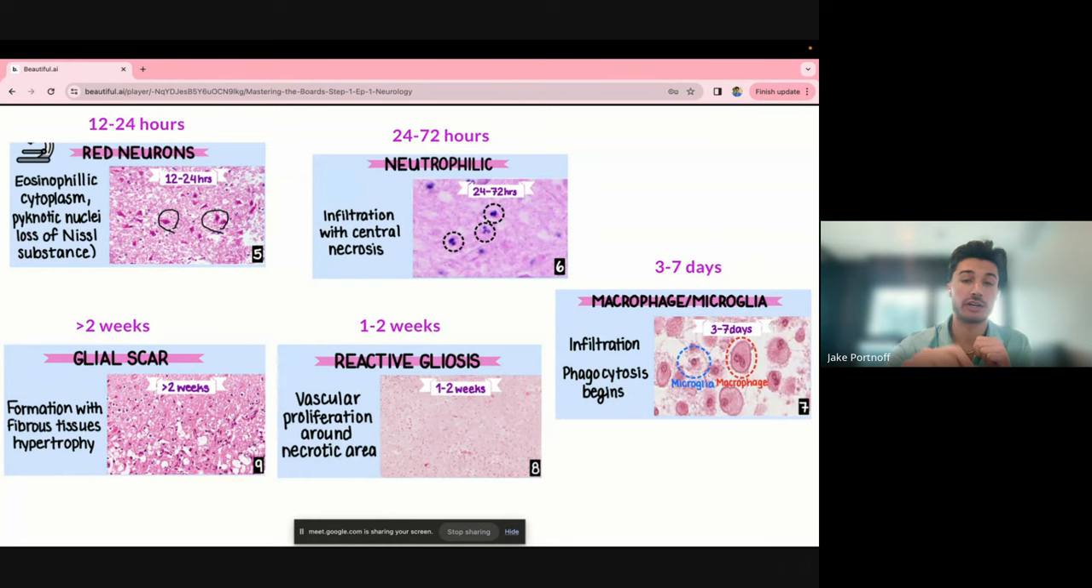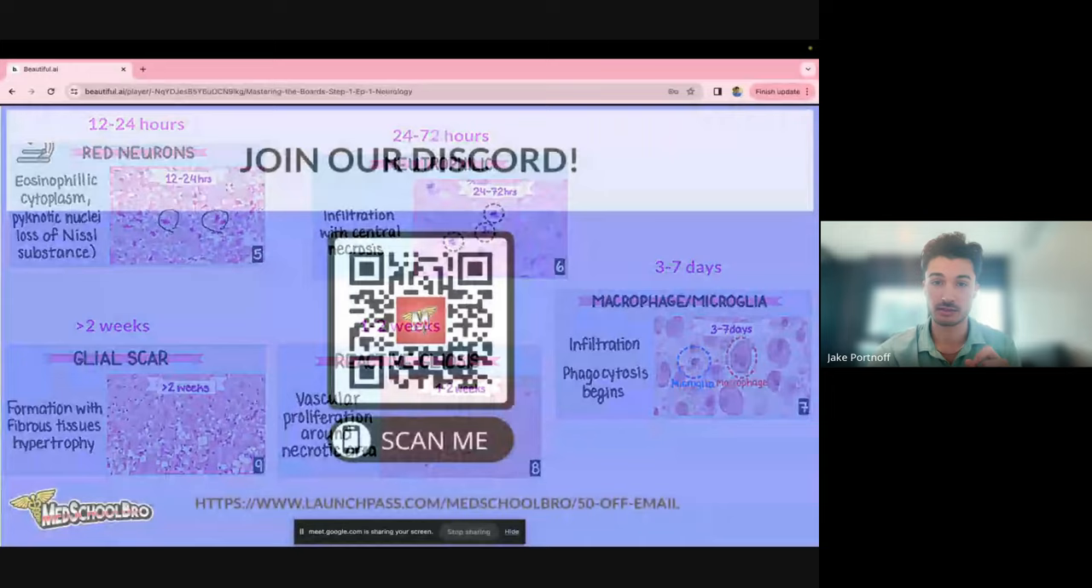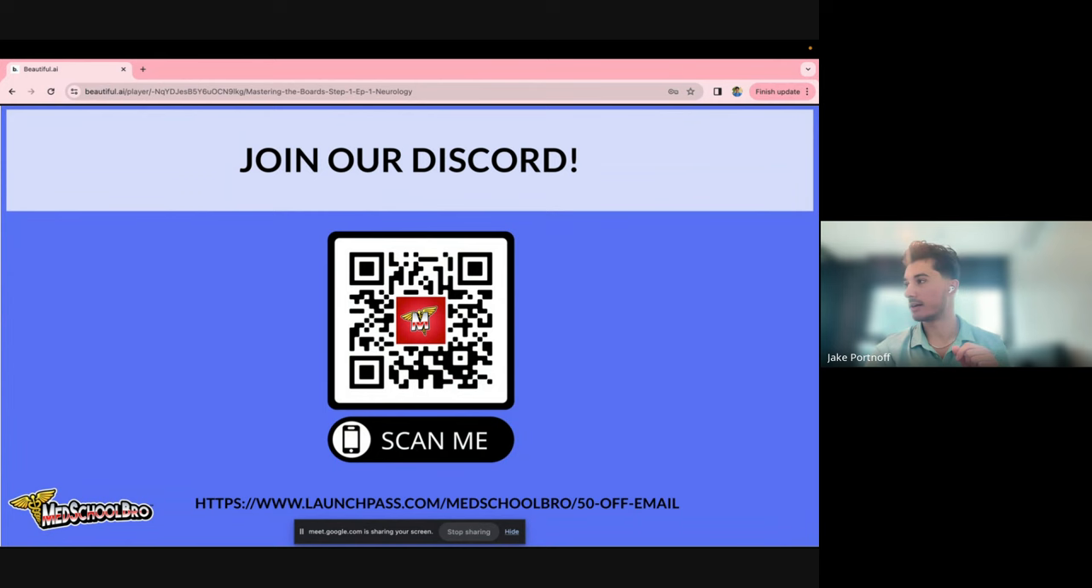So guys, know this ischemic timeline and know your MI timelines and what they look like on histology. Super, super high yield. Just wanted to take a quick pause here. And I was going to look in the chat there if there's any questions for me at this stage.